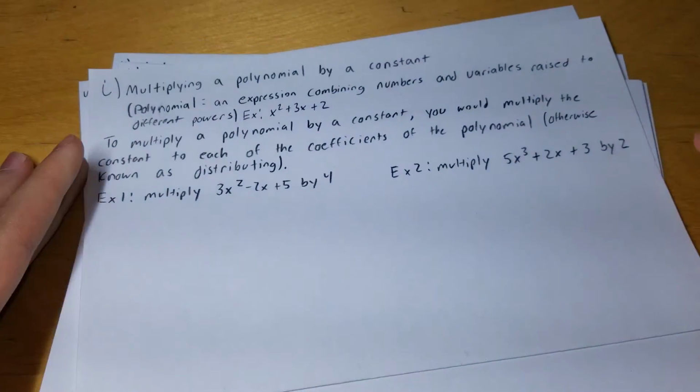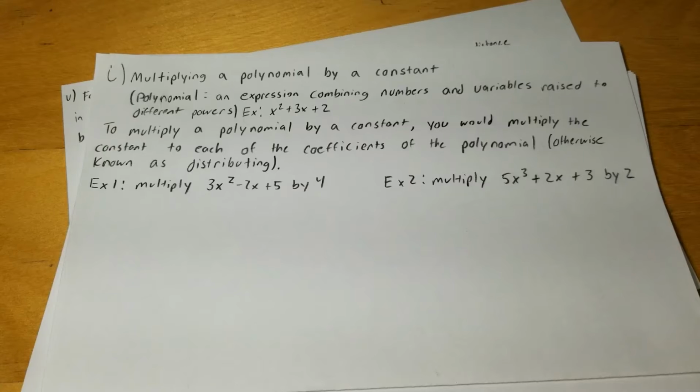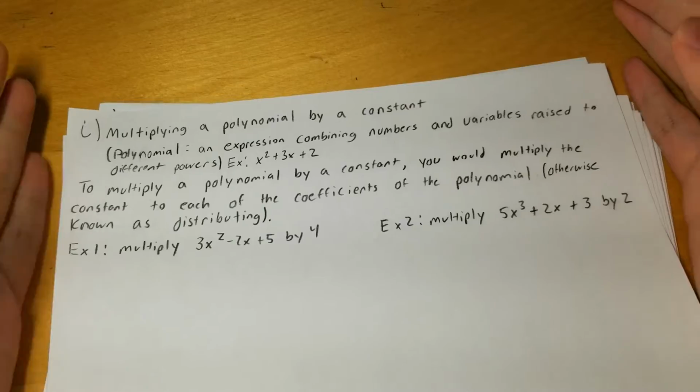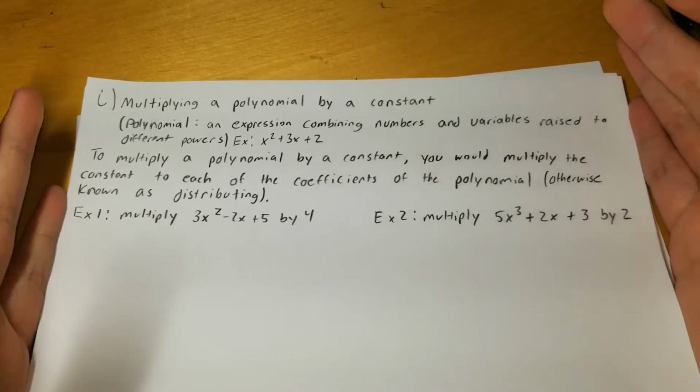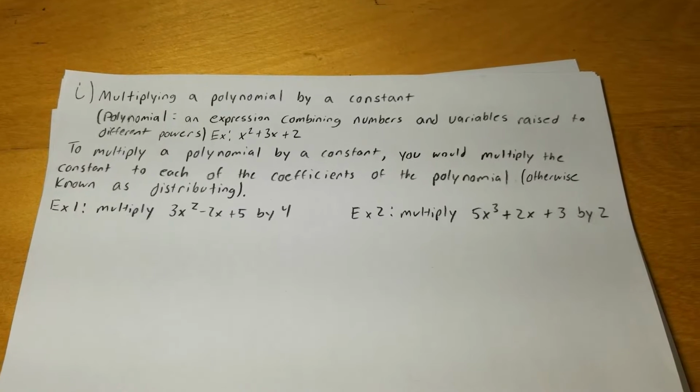So starting off with number 1, which is polynomial arithmetic, we'll be learning how to multiply, divide, add, subtract, anything you want with the polynomials. So this is the first subtopic, multiplying a polynomial by a constant. A polynomial is an expression that combines numbers and variables raised to different powers. Example, x squared plus 3x plus 2. In order to multiply a polynomial by a constant, you need to multiply the constant to each of the coefficients of the polynomial. It's also known as distributing.